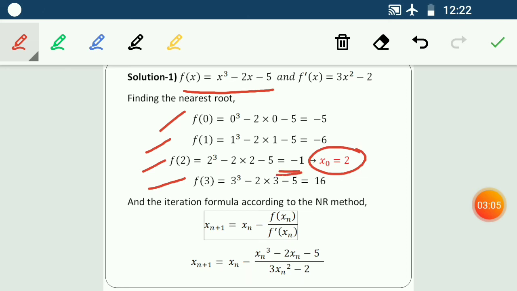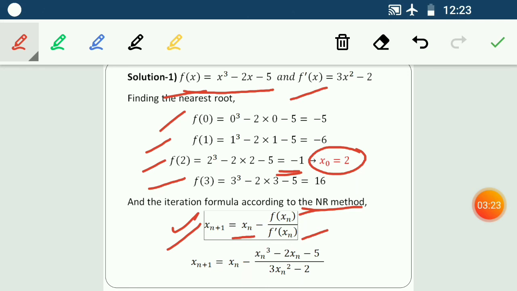Okay. And now we will go for the Newton-Raphson method. So this is the equation for Newton-Raphson method. I want the value of xn, f of xn and f dash of xn. So this is my f of x. So let's have f dash of x. It is the first derivative of the given function.